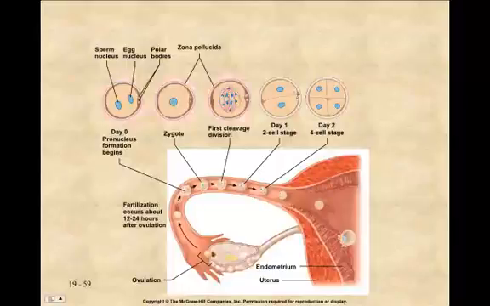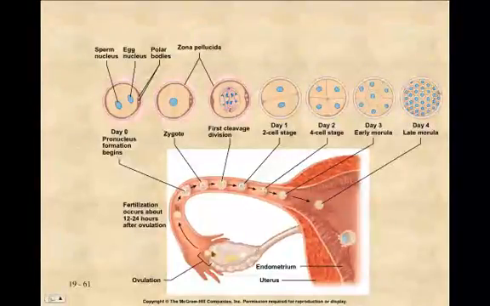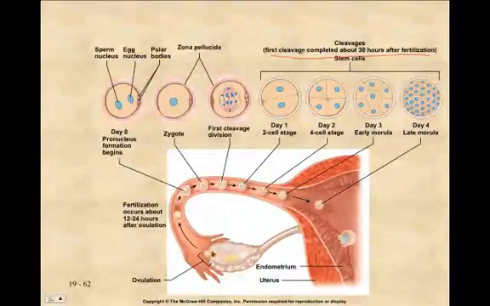Then at day two, each of those cells will divide, and you're at the 4-cell stage. By day 3, you've had more cell divisions, and you start to form this ball of cells that we call the morula. And by day 4, that ball of cells has gotten even bigger. So we continue to undergo cell division after cell division. The first cleavage, or first completion of cell division, is completed about 30 hours after fertilization.